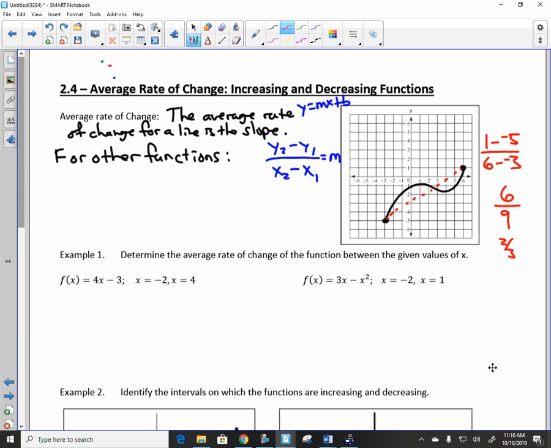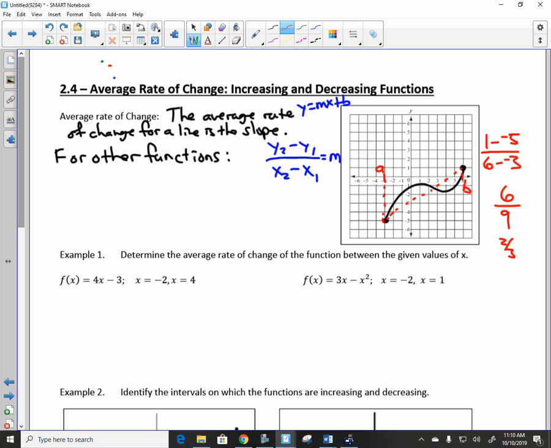So that means on average, that line is heading up 2/3 of a unit for each unit it goes over. Sometimes it's greater than 2/3, sometimes it's less than 2/3, but on average it's 2/3. The way that we express that, and it's the same formula as slope, we just use different notation. We call this first point A, and the last point we call B.